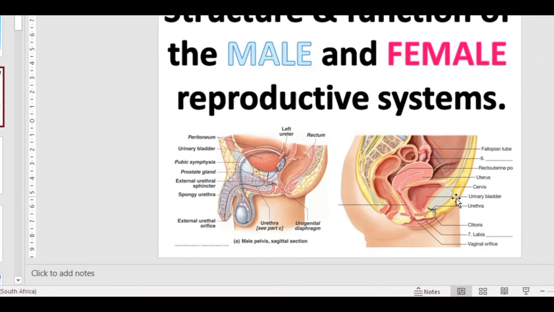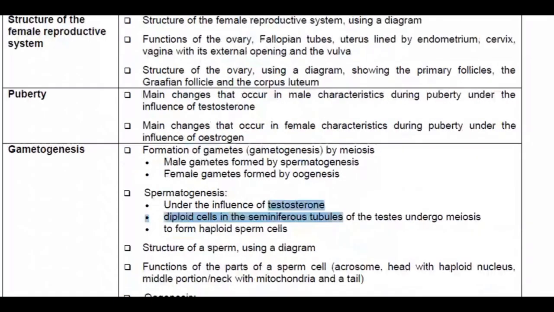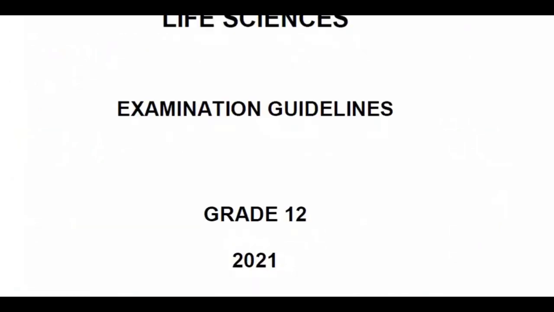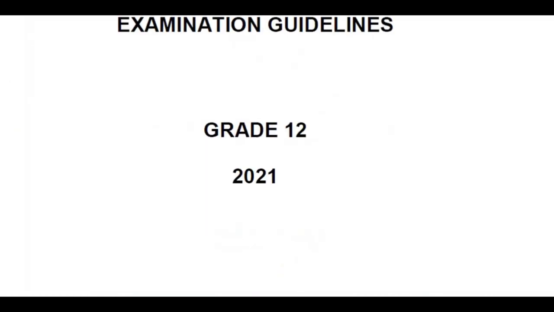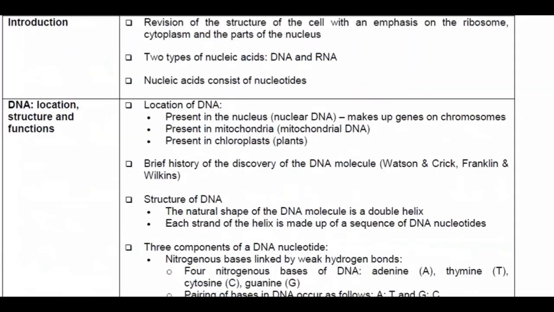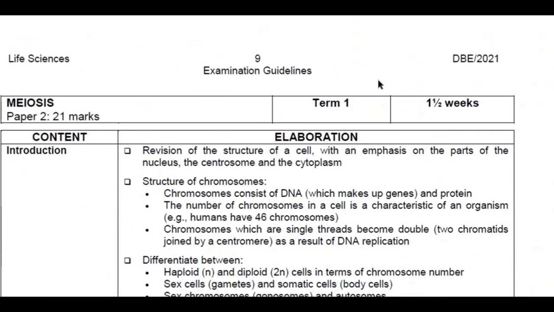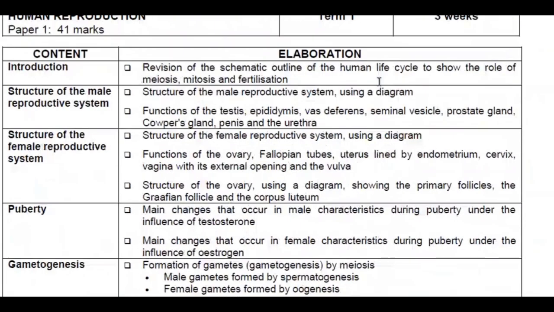Sorry, there's one more thing you need to have with you. It's your exam guideline. I'm going to start there. If you look at your 2021 exam guideline, which your teacher would have provided for you, this will be your bread and butter for life sciences, specifically what to study. I'm just going to scroll down to get to human reproduction. If you scroll all the way down, you'll get to it over here, and you'll see it's in paper one and it's 41 marks. That is quite a lot of marks out of 150.